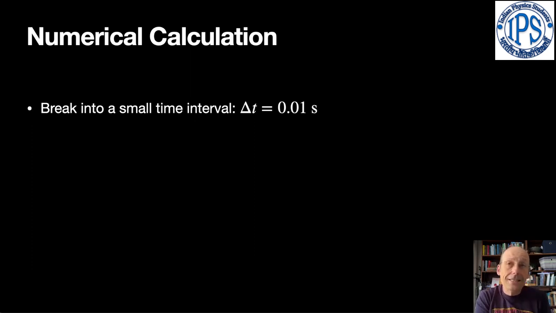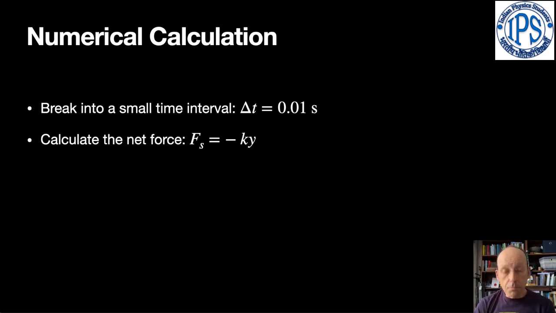So in this case, I just pick a time interval of delta t of 0.01 seconds. Small is relative depending on what you're doing, but in this case, 0.01 seconds should work fine. Now, during that small time interval, I'm going to calculate the spring force. The spring force in this case depends on the value of y. K is constant, but I need to know my y value, and I can calculate my spring force.